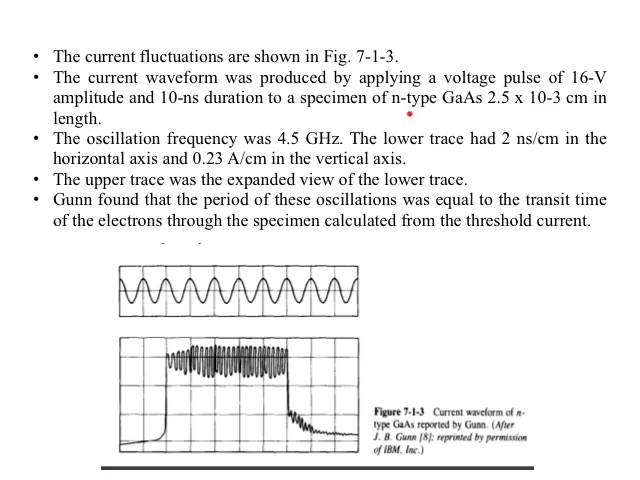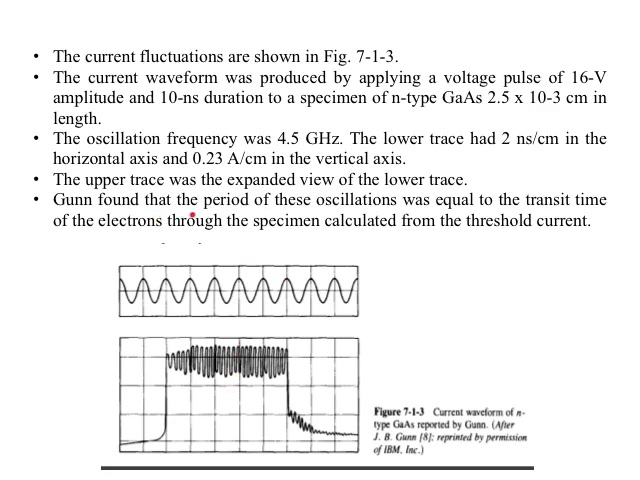This was applied to a specimen of n-type gallium arsenide, which is 2.5 × 10 power minus 3 centimeter in length. The oscillation frequency was 4.5 gigahertz, and the lower trace had 2 nanosecond per centimeter on the horizontal axis and 0.23 ampere per centimeter on the vertical axis. The upper trace is the expanded view of the lower trace.